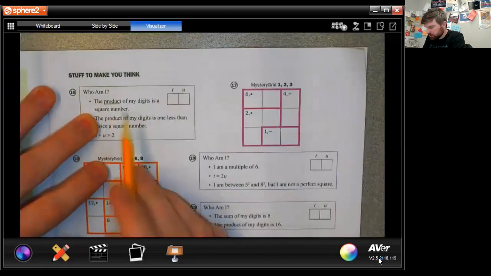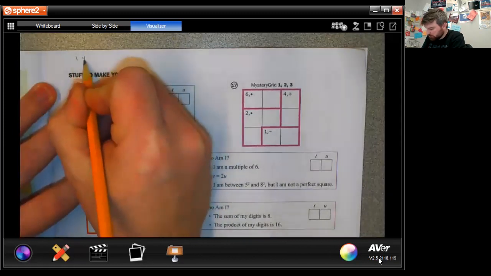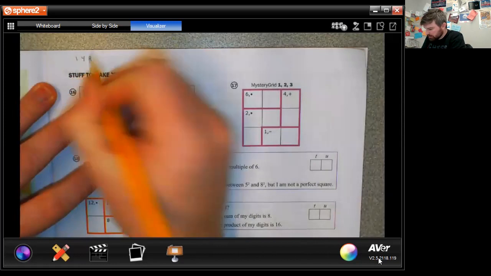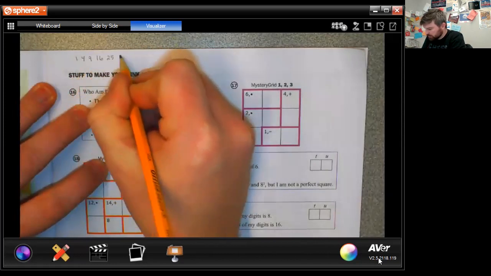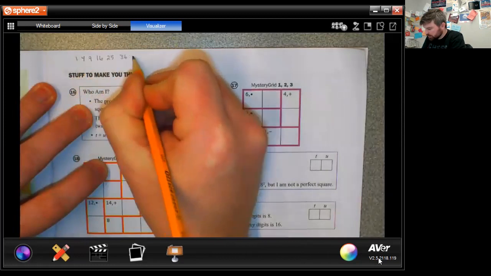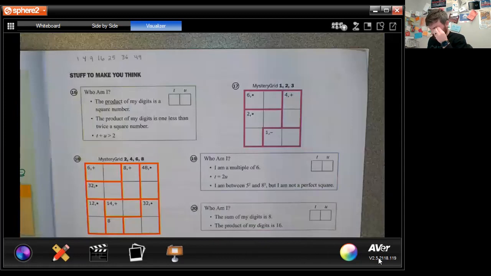Let's rewrite those square numbers. Those are 1, 4, 9, 16, 25, 36, 49. We'll stop there. We could go on, but we'll stop there. If we need to go on, we can.